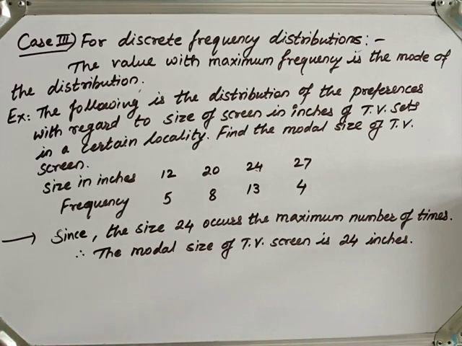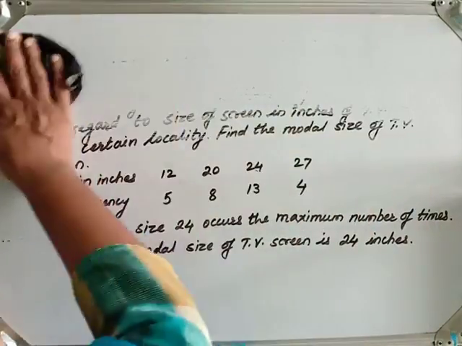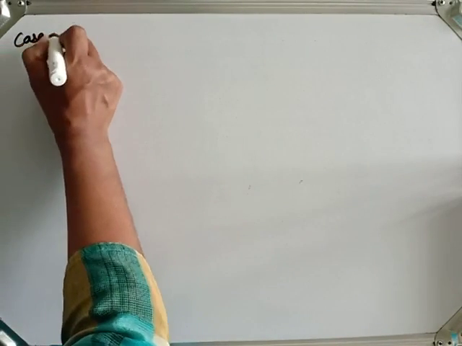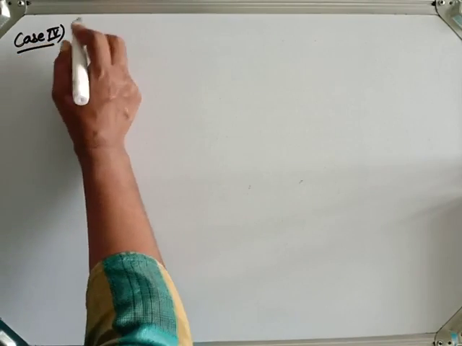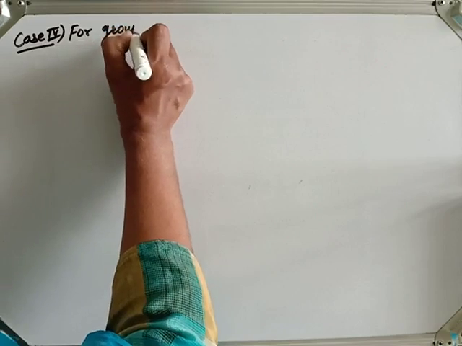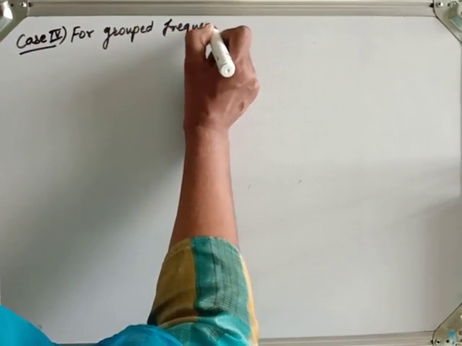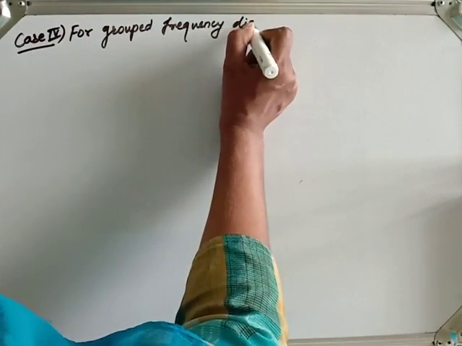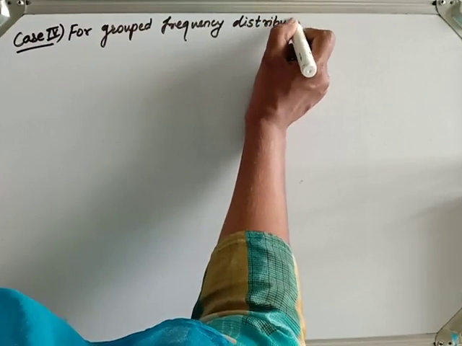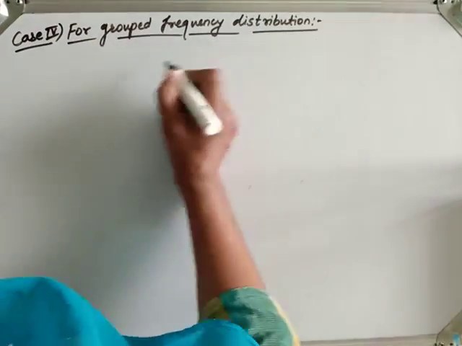Now let me take case 4, that is for continuous frequency distribution or the grouped frequency distribution, when the class intervals and the corresponding frequencies are given. That's why we are naming it a grouped frequency distribution also. Now here there is one formula to determine a mode. So let us see what the formula is.